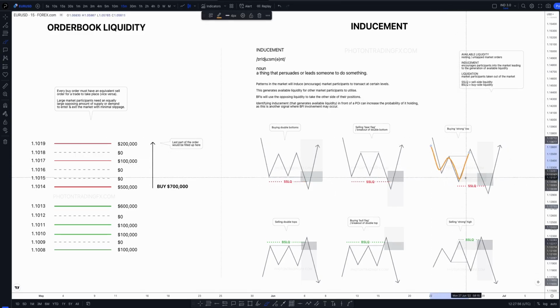Another example is where you would have a strong low, right? So a low that breaks the high. We could be looking to buy this. We could be looking to buy the demand that broke the high, and our stop losses are going to be behind that low. So what have we generated? We've generated more available sell side liquidity to the market, right? And what can happen is then we can get stopped out, and then we get the movement.